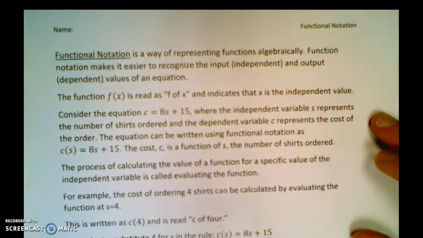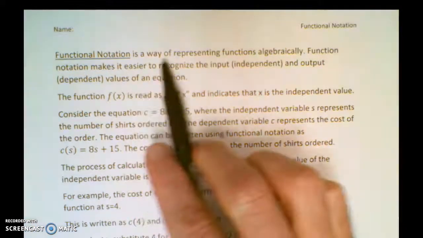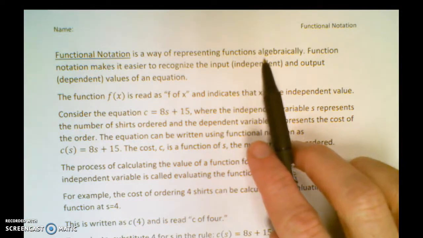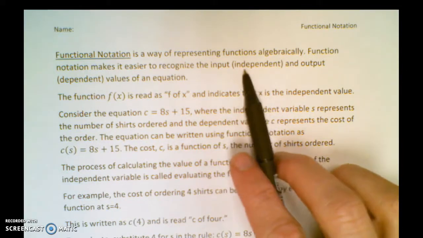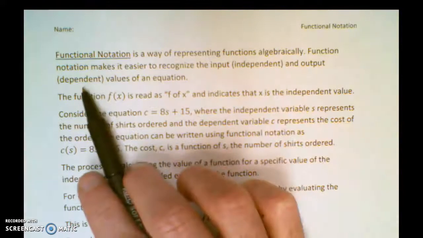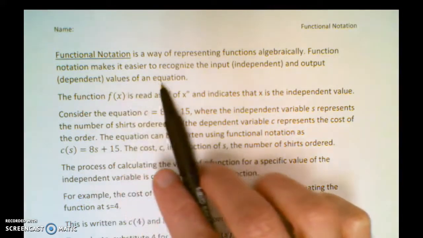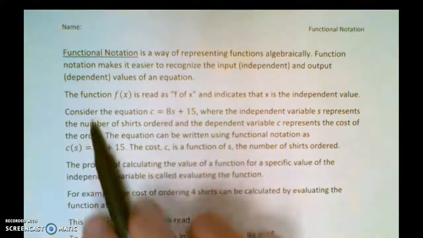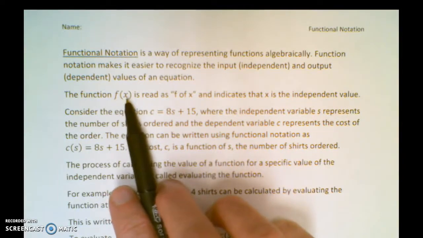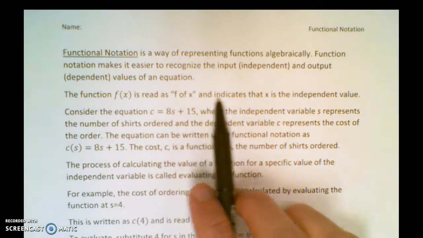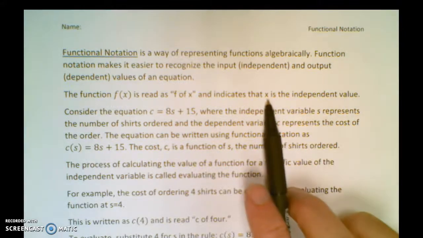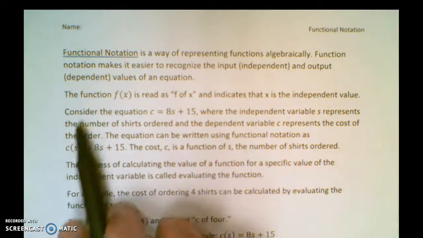Functional notation is a way of representing functions algebraically. Function notation makes it easier to recognize the input, or independent, and output, or dependent, variables or values of an equation. The function f parentheses with x in the middle is read as f of x, and it indicates that x is the independent value. This is your input. So let's consider a situation.